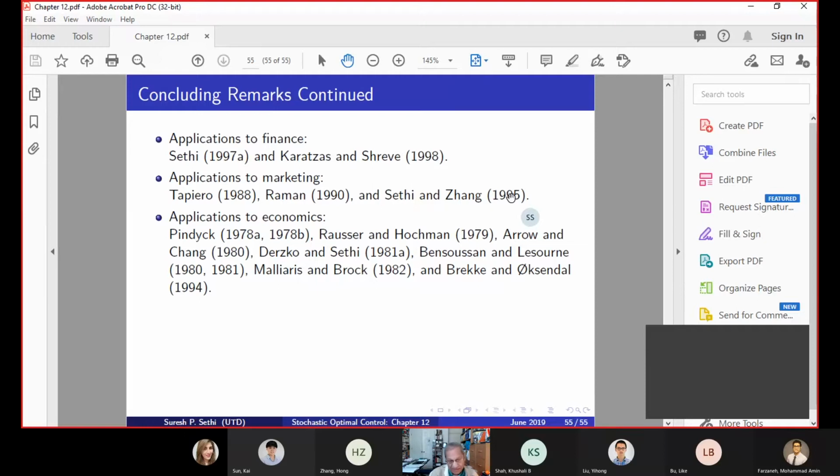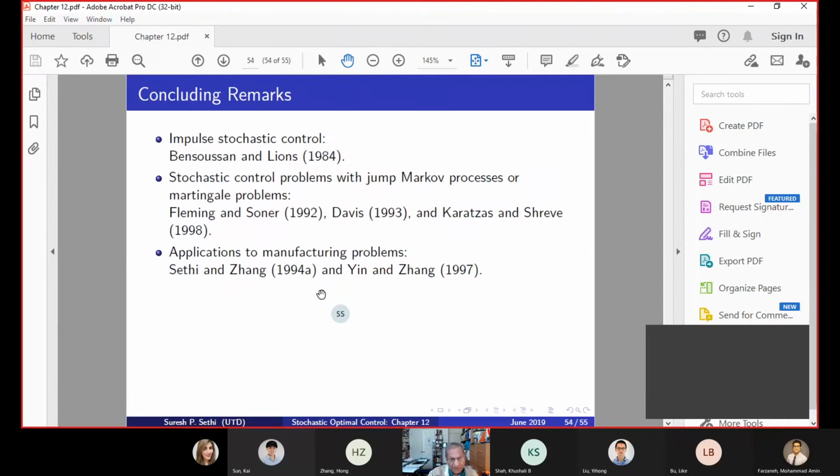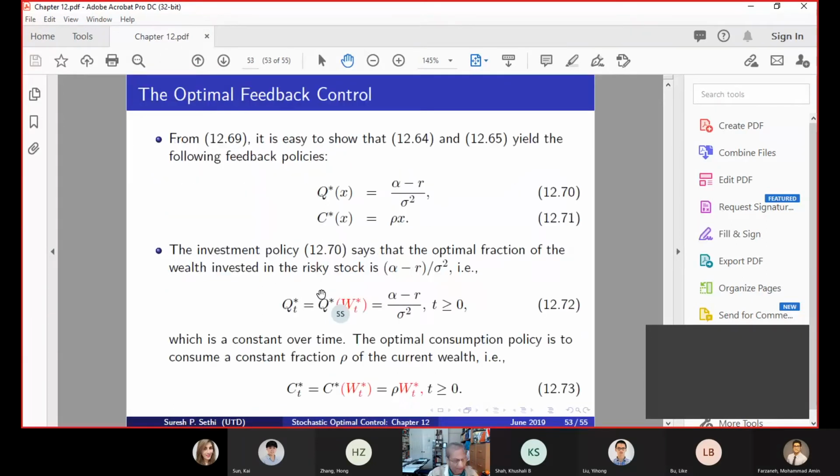And then there are economics references doing work on this. I want to say a few more things here. We assumed that there was no transaction cost. So there are two extensions of this problem. One is where the transaction cost is not a fixed cost, but a proportional cost. And there are huge papers, 50, 60 pages long, by Soner and Shreve and other people that talk about those kinds of problems.